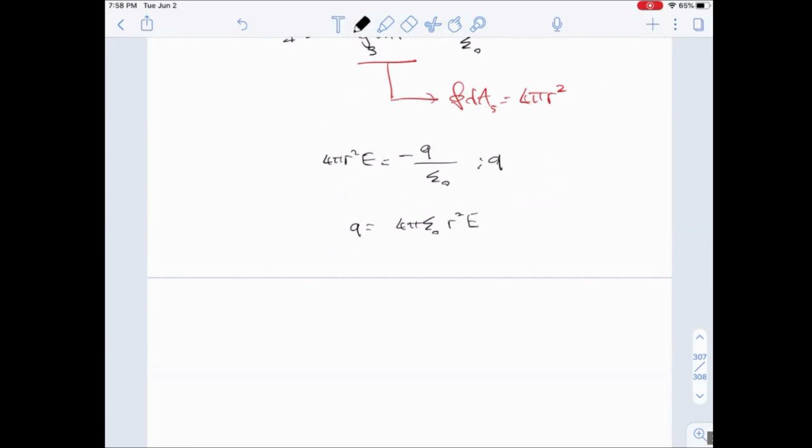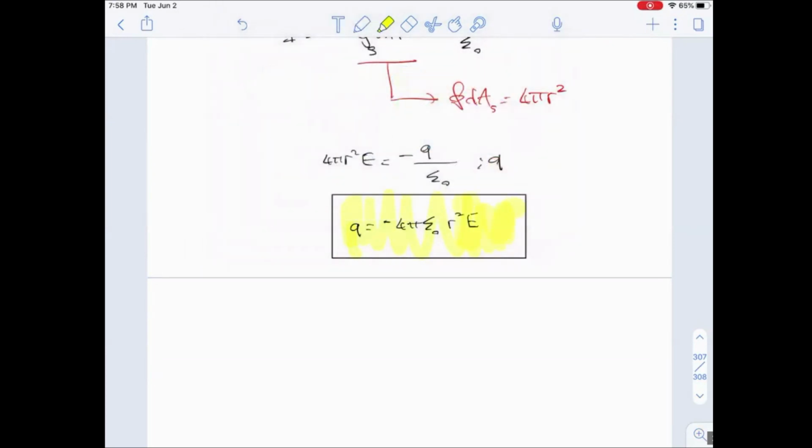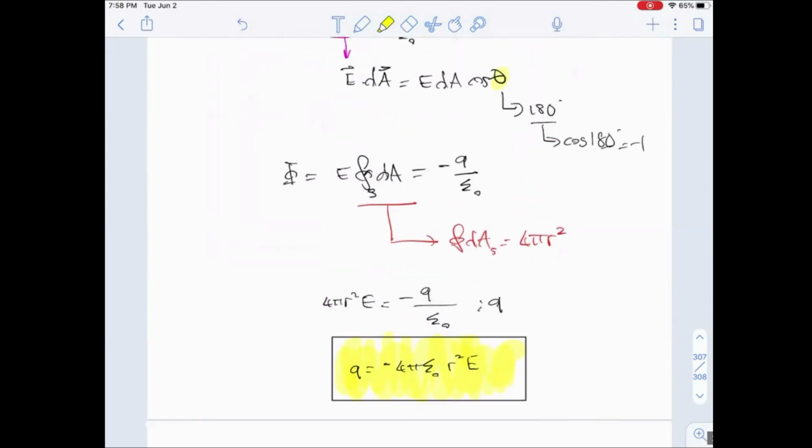All right. This is the final answer. And obviously this is going to be a negative ion, so it's going to be a negative charge. All right, so before we put the numbers in, let's check to see what we got in terms of the numbers.